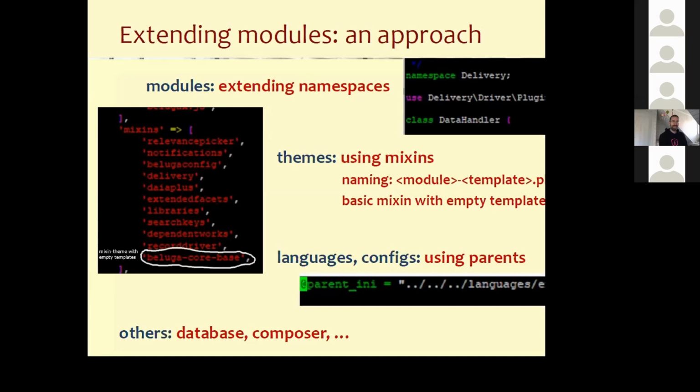And we have a basic mixin with only empty templates, so you can include it in some of these themes without breaking anything. With language files and config files, we are just using the possibility of parent inclusion, this parent ini feature or this parent YAML feature, to include those configuration files if it's needed. And there are other issues.